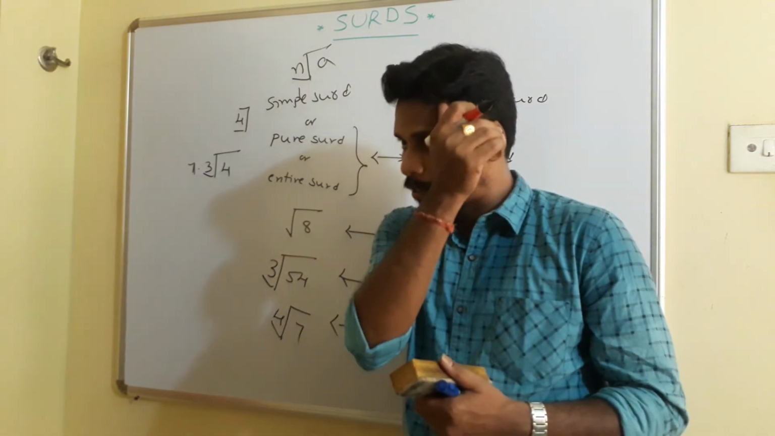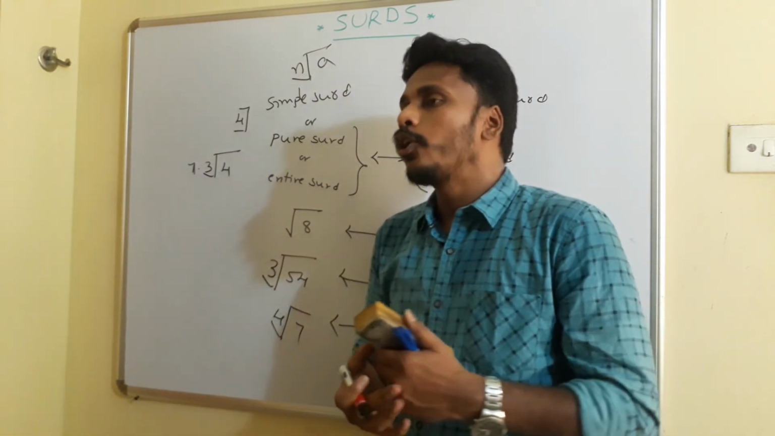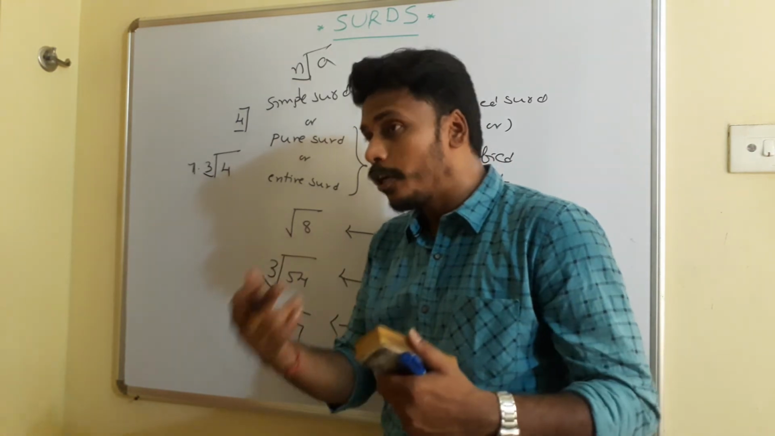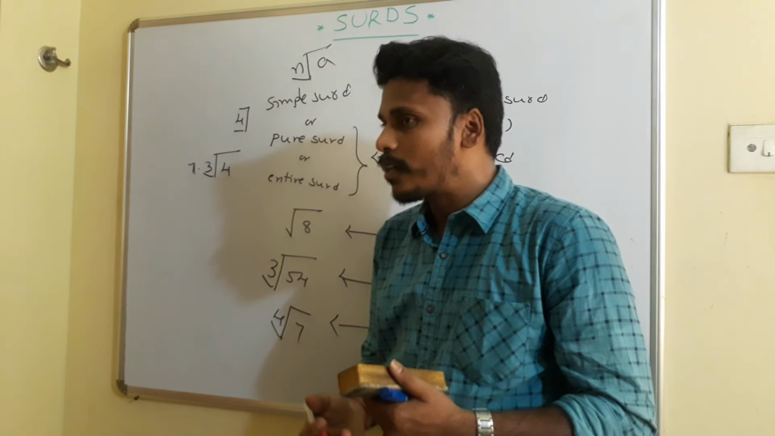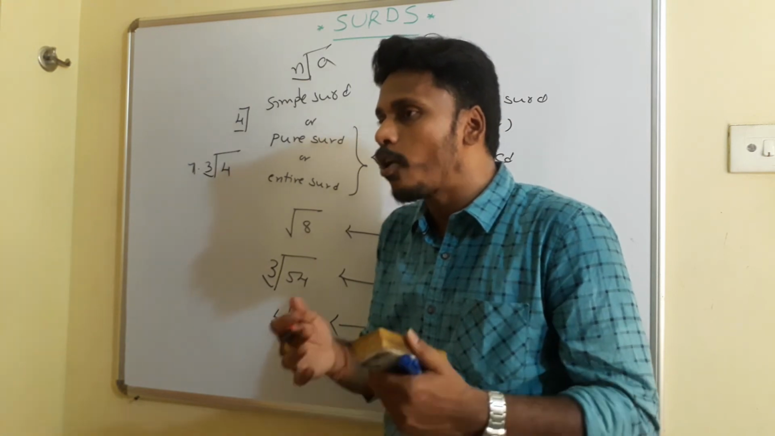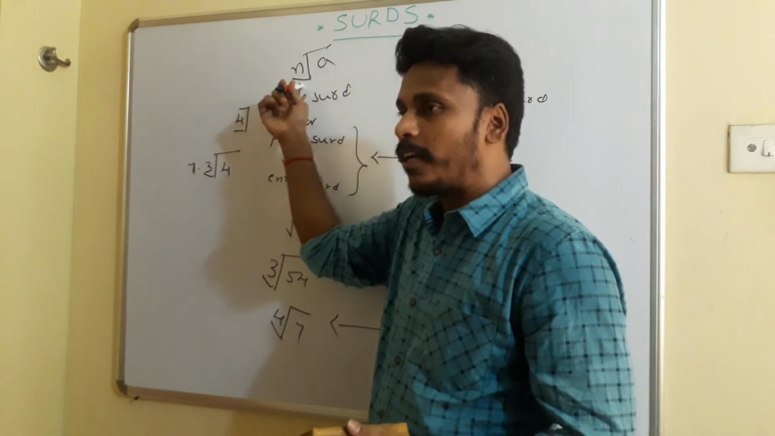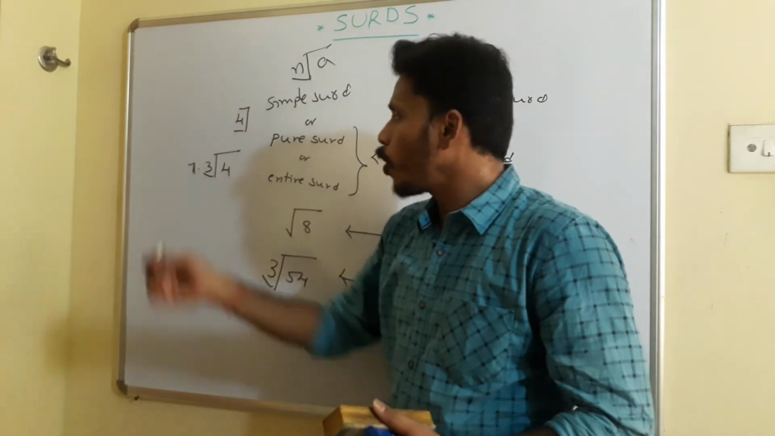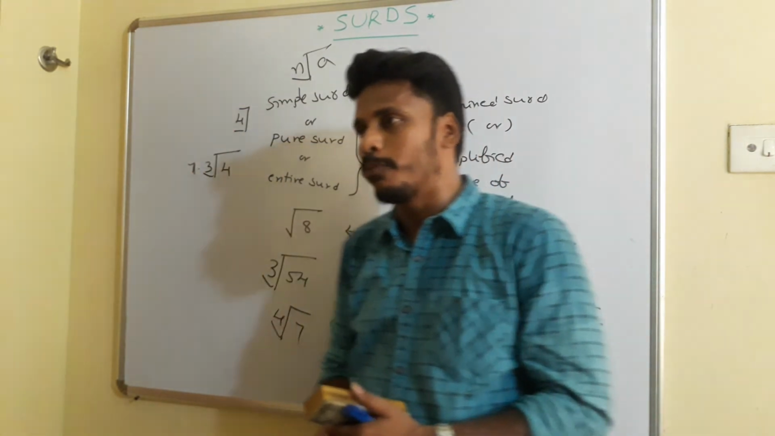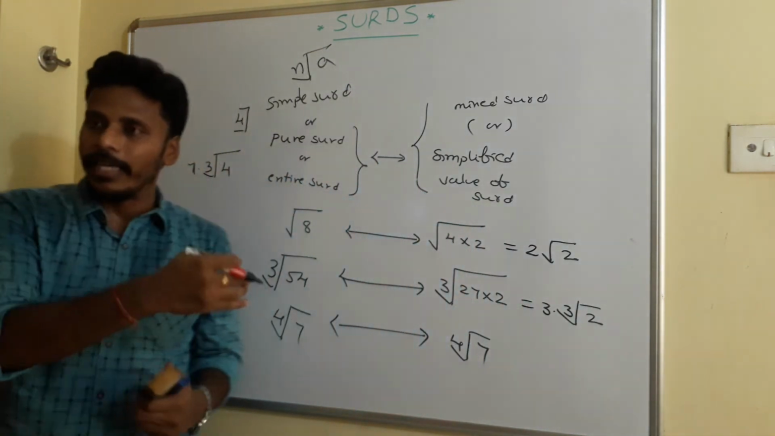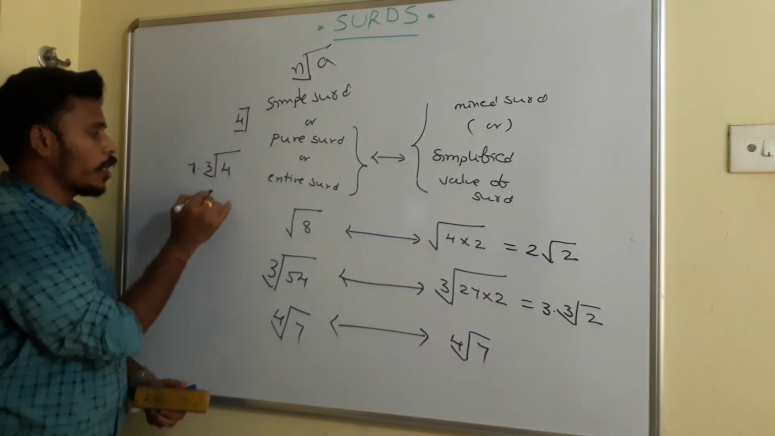what is our task now? Now I am going to convert this 7 into cube root 4 into a pure surd. How can we convert it into a pure surd? To convert it into a pure surd, it should be of the form nth root a. That means nothing should be outside. So you just send this 7 inside that nth root, that cube root. So if 7 goes in, then it becomes 7 cube. I think you know it.